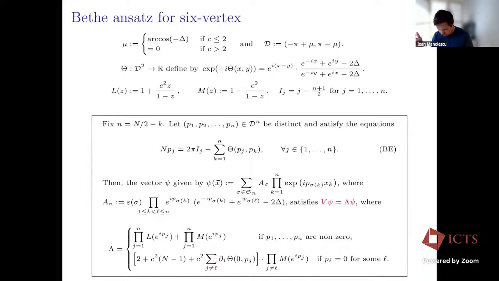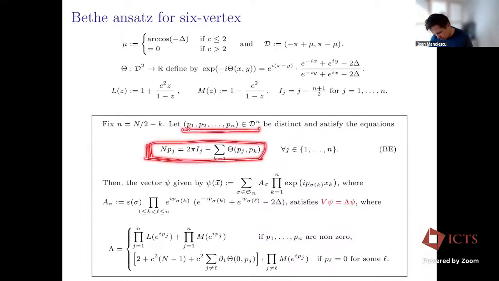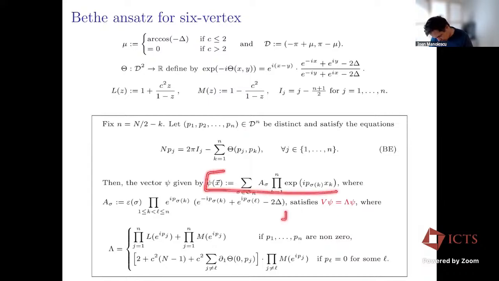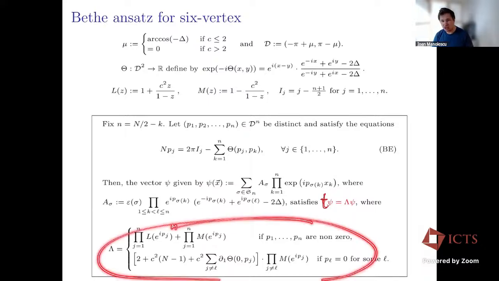So you're starting off with some numbers here, P1 up to Pn. I'm not telling you what these numbers are. If they satisfy a certain equation, called the Bethe equations, then you can extract from these numbers an eigenvector of the matrix. V should be, sorry, V should be T here. It's the matrix. And here's the eigenvalue formula corresponding to it. So you see it's very convoluted.